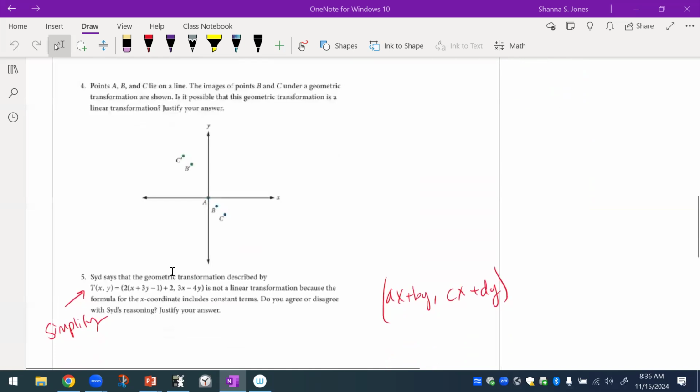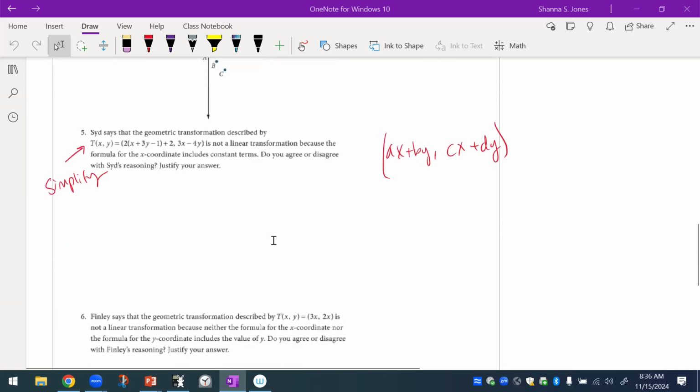And then on 4, it's asking you to explain if you have points A, B, and C and they all lie on one line together, is it possible using only rotation, dilation, and reflection to go from BC to B prime and C prime? Is that possible? And if so, how can I go from here to here using only rotation, dilation, or reflection? Because those are the only transformations that you can use when you're describing linear transformations.